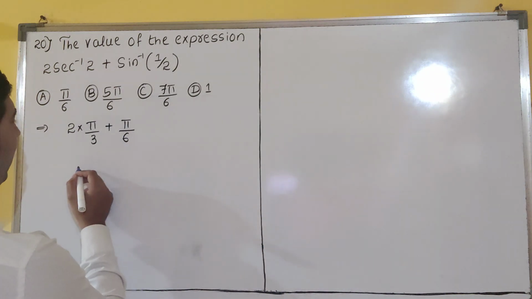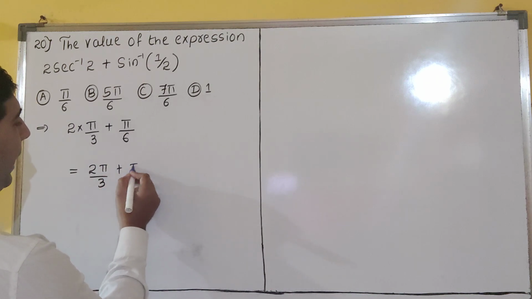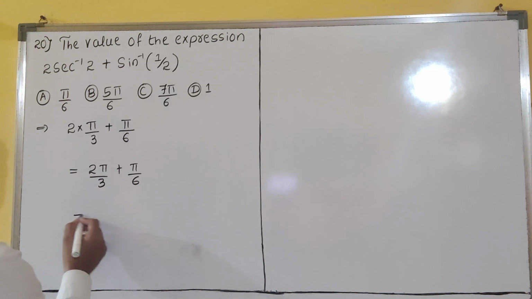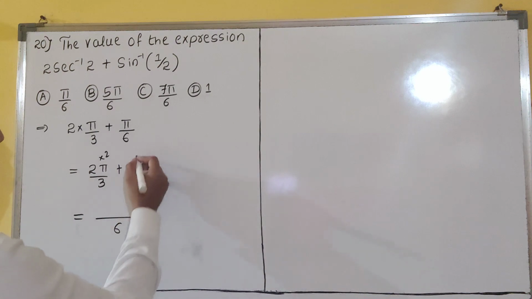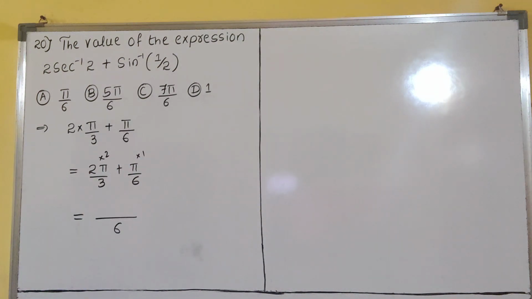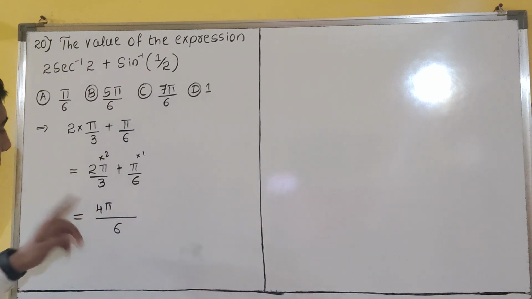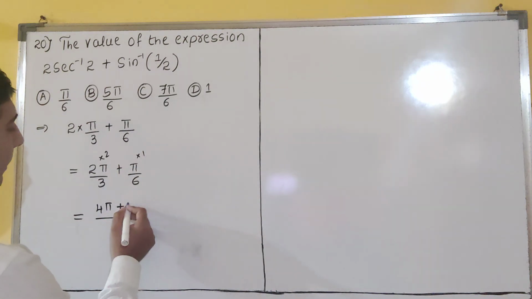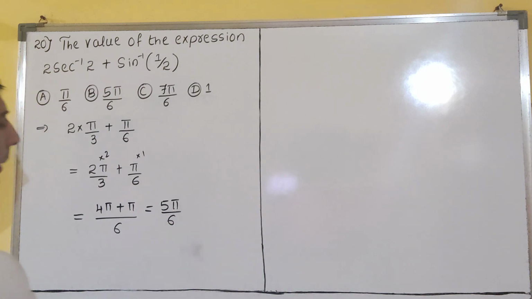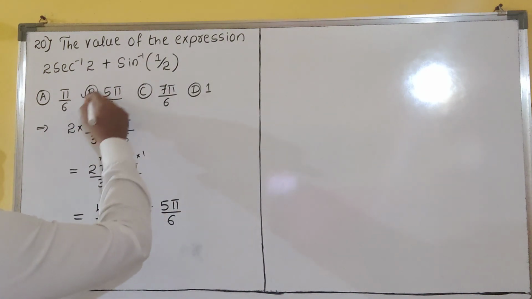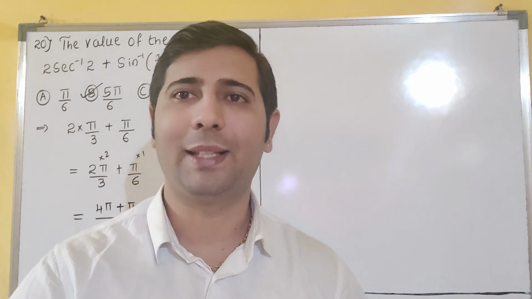So now how much will we get, you see? 2 into pi by 3, 2 pi by 3 plus pi by 6. So if you take LCM, that is 6 you will get. 3 2s are 6, 6 1s are 6, dear students. 2 2s are 4 pi. Pi into 1, pi. 4 pi plus pi is 5 pi by 6, our required answer. So it is matching with B, dear students. Understood?